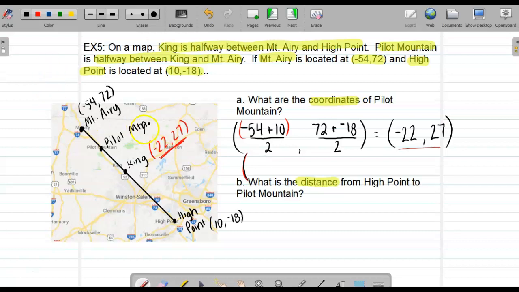So Pilot Mountain is halfway between Mount Airy and King, right? So we're just finding the midpoint. We've just got to find the midpoint between these two coordinates. So to find the midpoint, it's an average. We add together, divide by 2. So for the x coordinate, what would we have, Madison? Negative 54 plus negative 22, and that'll be divided by 2. And then for the y coordinate, what will we have? Good. And that will be divided by 2.